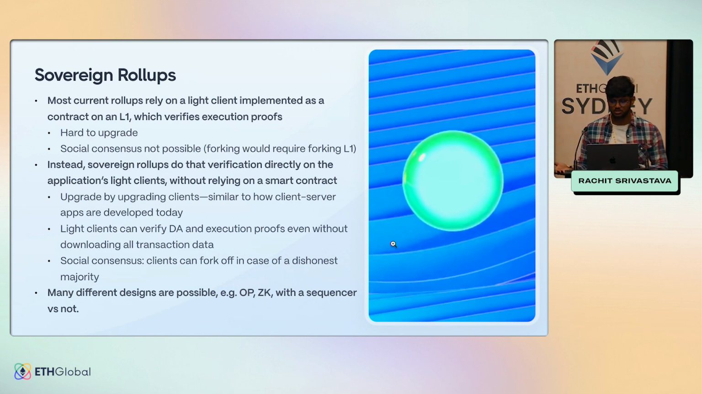So a rollup which posts data on a DA layer and then verifies the integrity of it itself, that's basically a very high level overview of sovereign rollups.